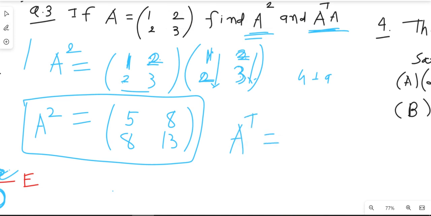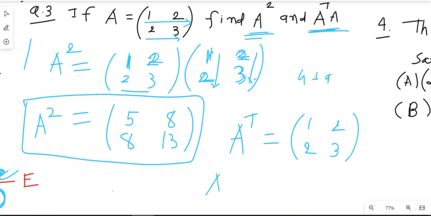In A we are given 1 2 in a row and 2 3 in a row. So we take the transpose and change our rows into columns and columns into rows. So this is the 1 2 row and the 2 3 row. So A transpose is the 1 2 column and the 2 3 column.